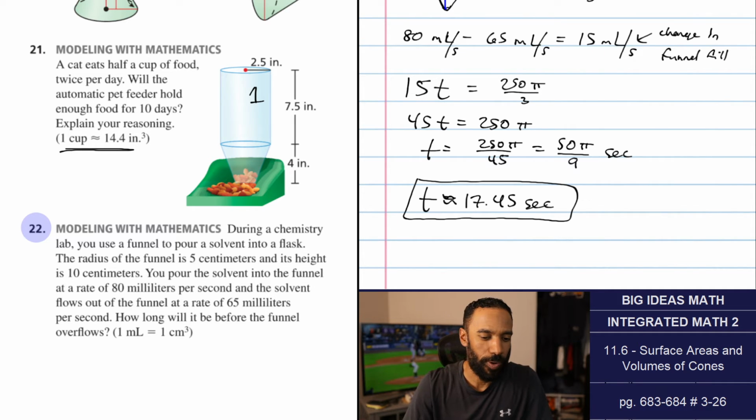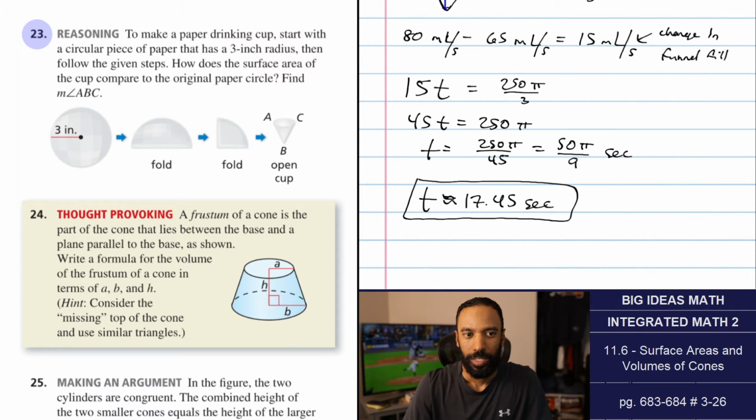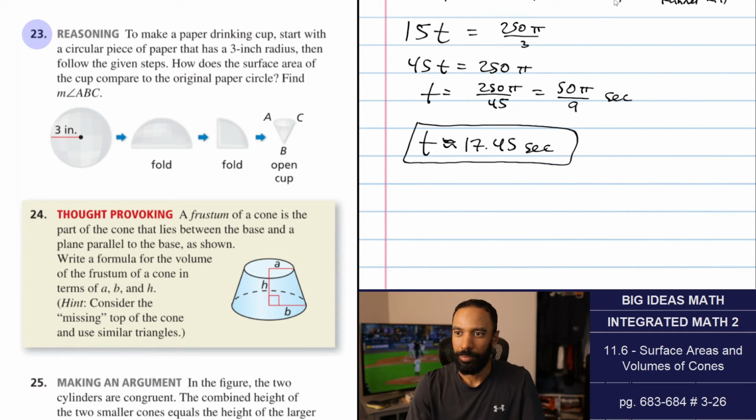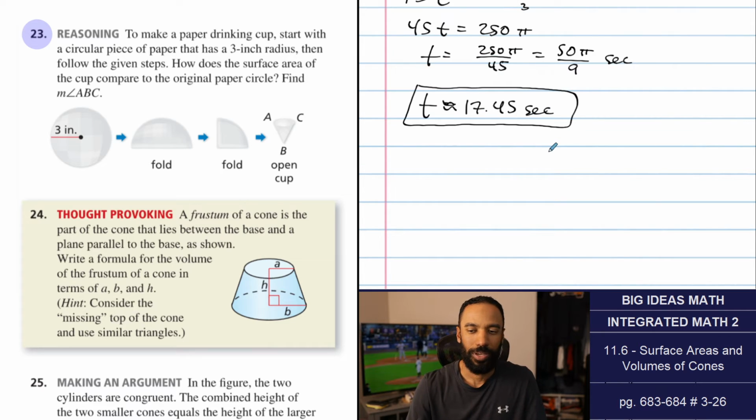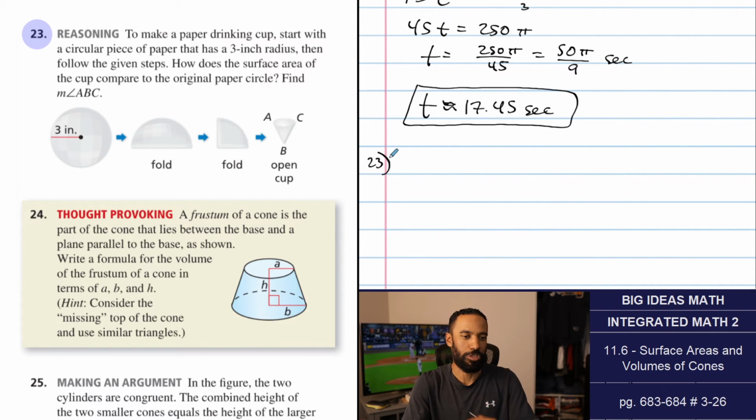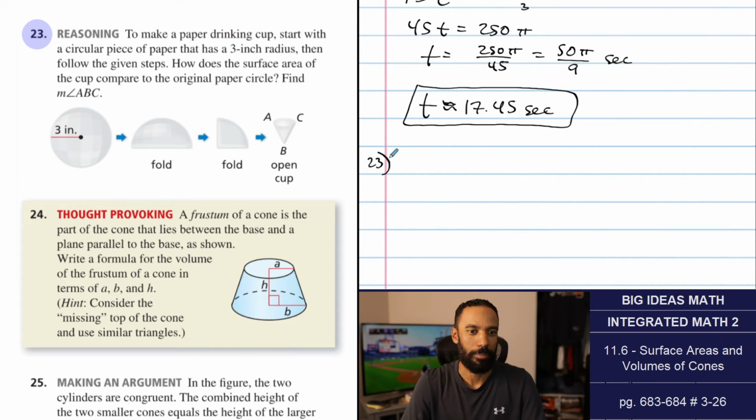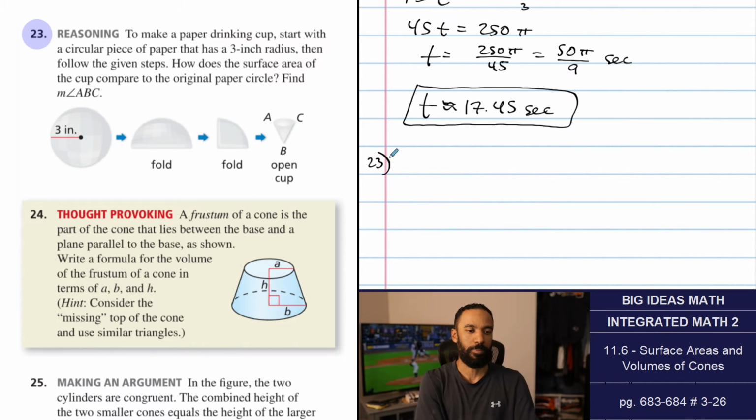All right, number 23. To make a paper drinking cup. Oh, yeah, one of those guys. It's one of the party hat things. To make a paper drinking cup, start with a circular piece of paper that has a 3-inch radius. Then follow the given steps. How does the surface area of the cup compare to the original paper circle? Find measure of angle ABC.